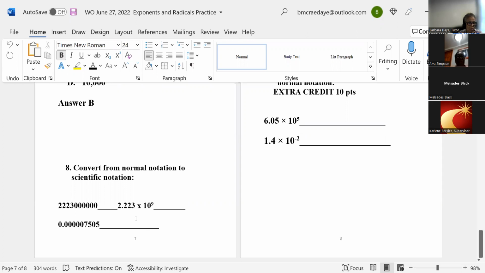Yes. Okay. Now, where would you move the decimal point, Alva? It's right here. Where would you move it? Between what 2 digits?